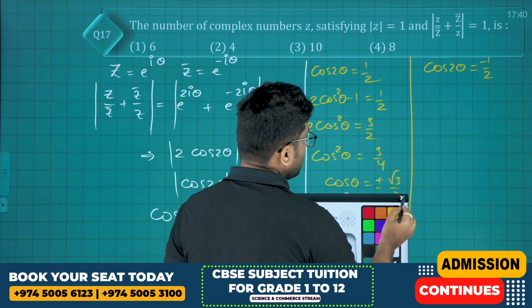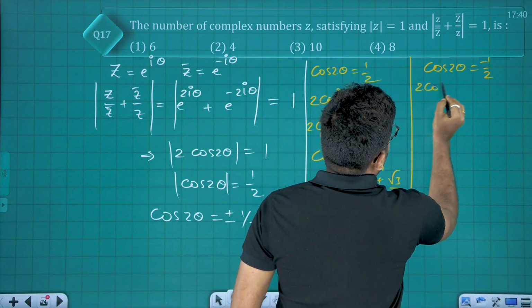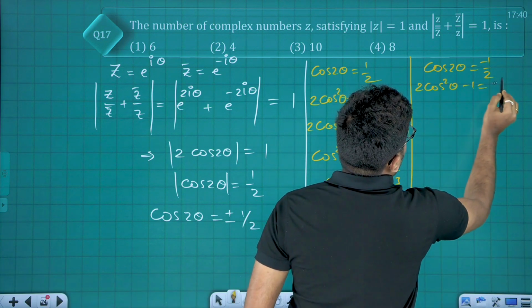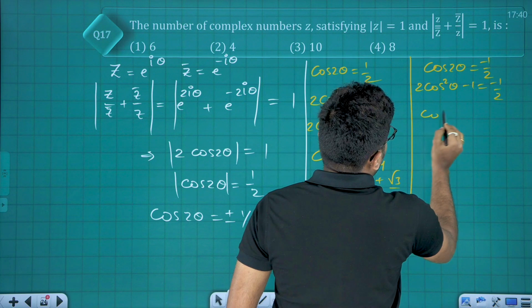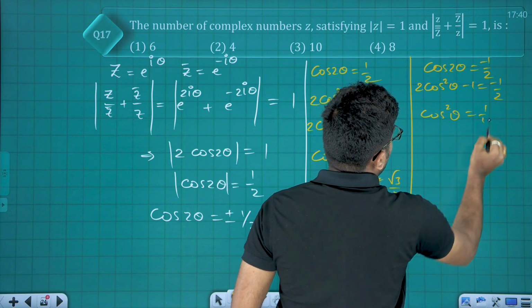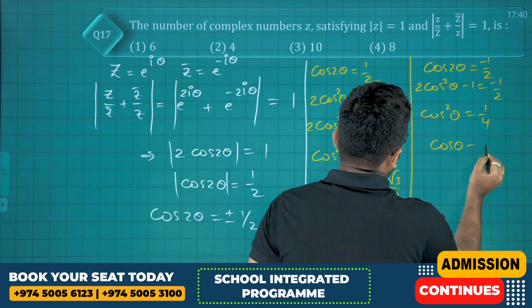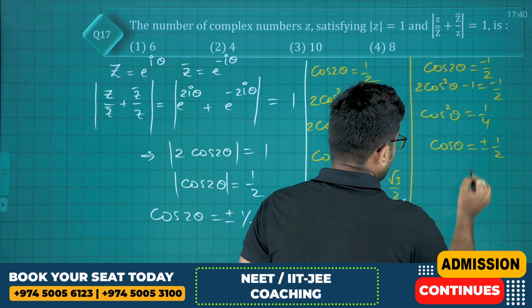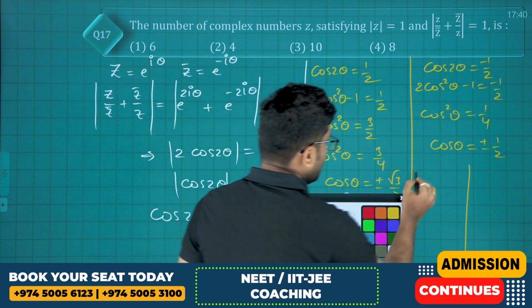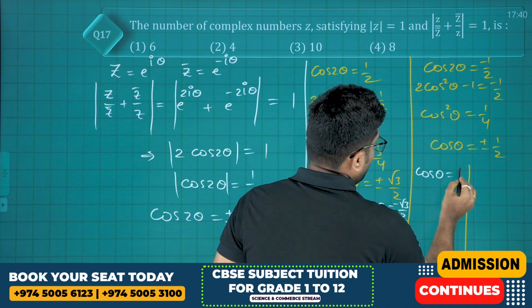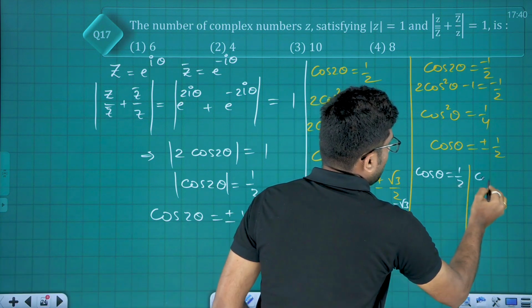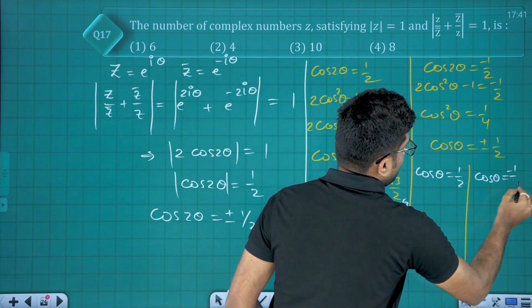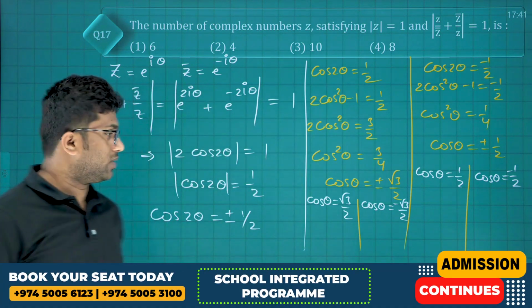We'll check the other case also. 2 cos square theta minus 1 is equal to minus 1 by 2. From here, cos square theta is equal to 1 by 4, so cos theta is equal to plus or minus 1 by 2. So cos theta can be 1 by 2 or minus 1 by 2.